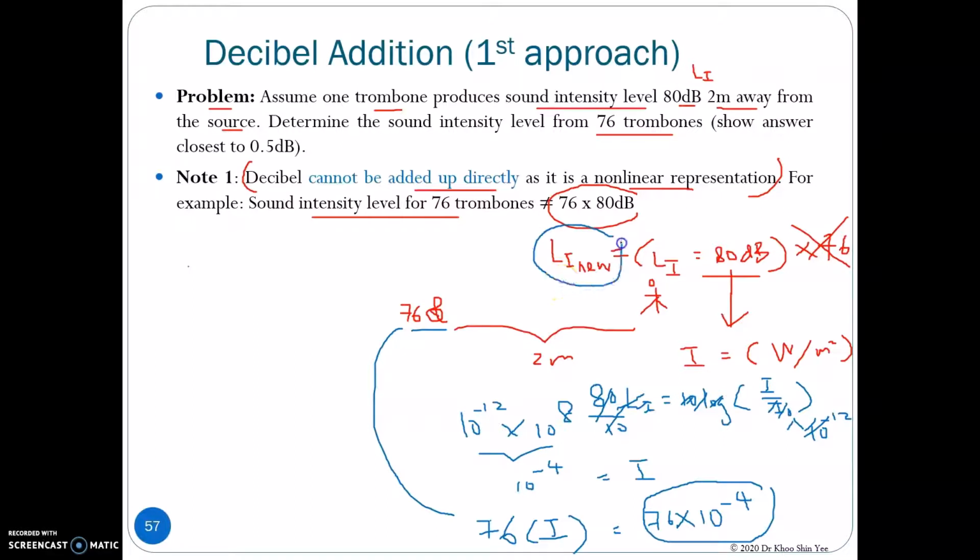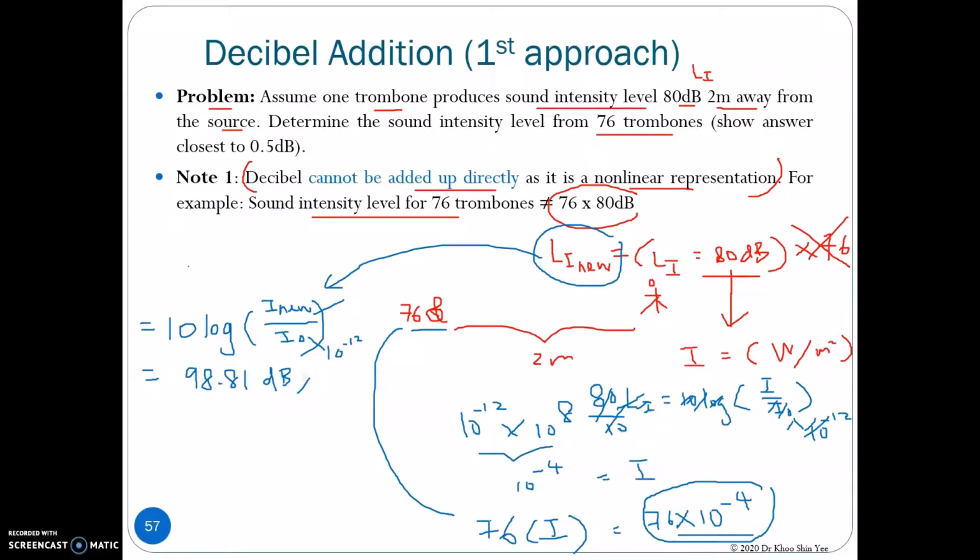Then you can continue to find the new sound intensity level by using this formula. I new now is equal to this value, and I0 is equal to 10 to the power of negative 12. So after you substitute and compute, you should obtain this answer. If the question asks you for the answer closest to 0.5 dB, then in this case, it is approximately 99 dB. If the answer here is equal to 98.71 dB, then in this case, the answer closest to 0.5 dB is equal to 98.5 dB instead.